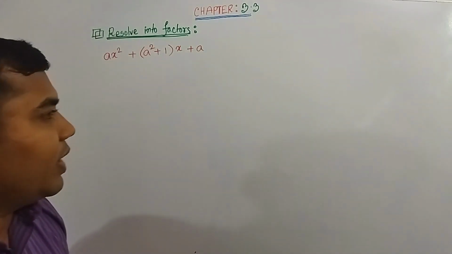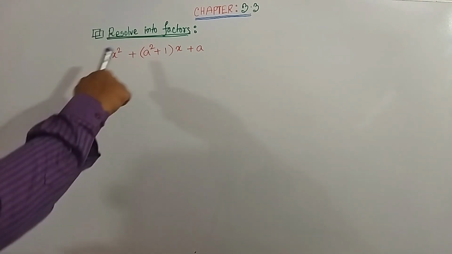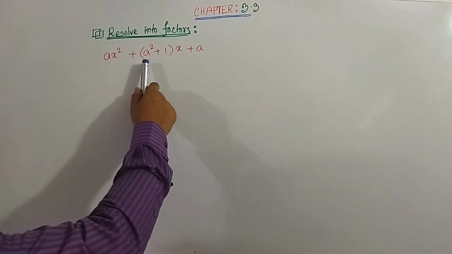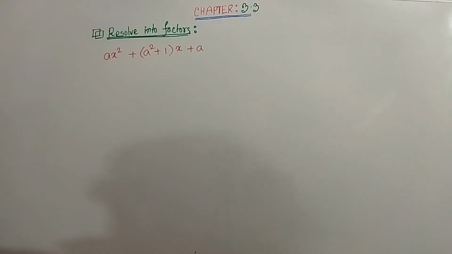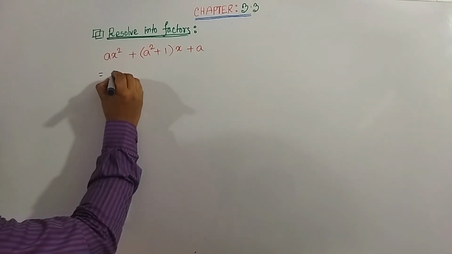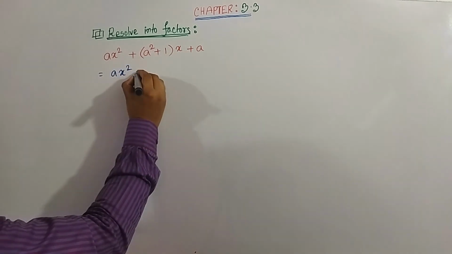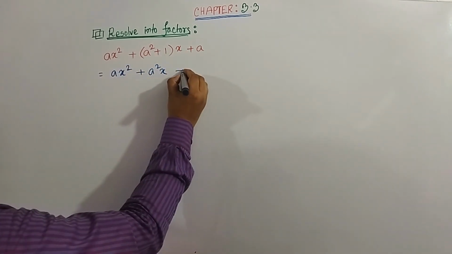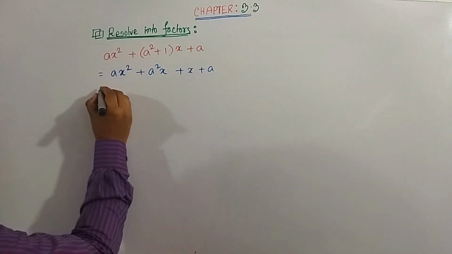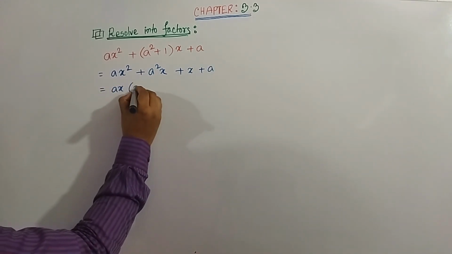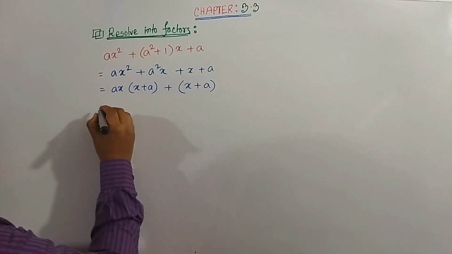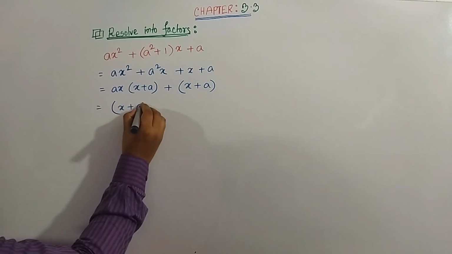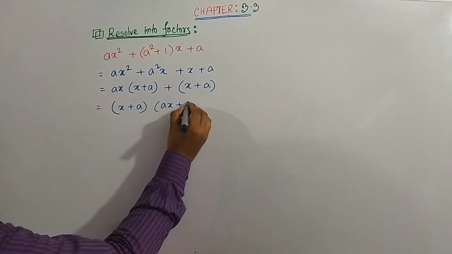Okay, first of all, our first question is to resolve into factors: ax square plus a square plus 1 into x plus a, which is a question from Chapter 3.3. How can we solve these types of problems? We can solve this problem very easily. If we multiply by x, then we will get x square into x plus a, and if we take x as common, then we will get x plus a, and here if we take a as common, then we will get x plus a, and finally we get x plus a into x plus 1.